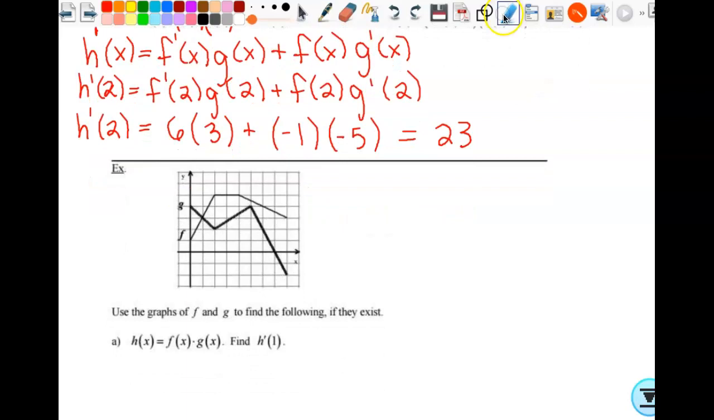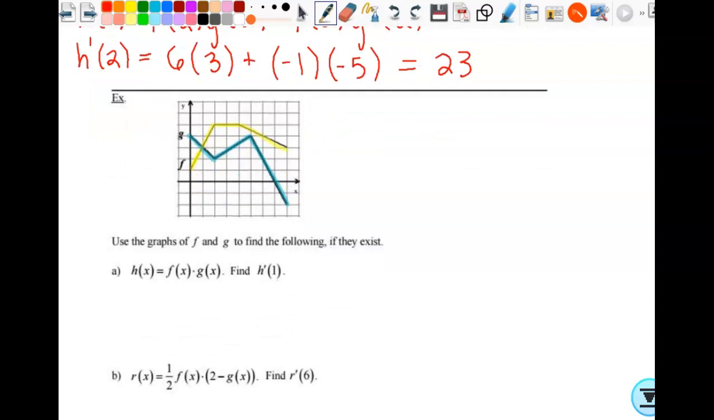All right, so we're looking at the graph of f and g. I like to highlight them so I don't get confused. So we've got f and g. Here we have h. h of x is equal to f of x times g of x. And we're tasked with finding the derivative of h and evaluating it at x equals 1. Do we have to use product rule? Yes. So what's product rule?